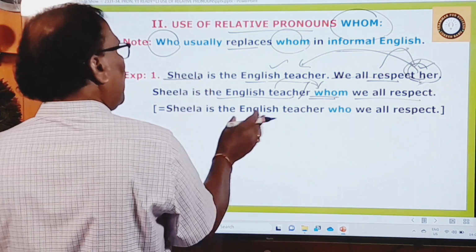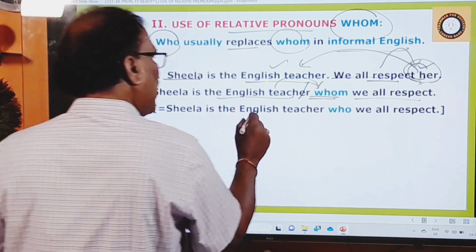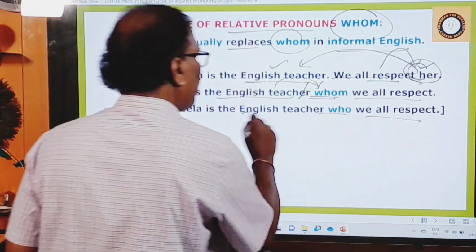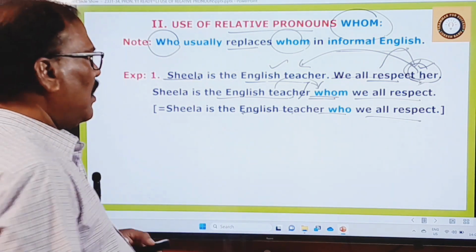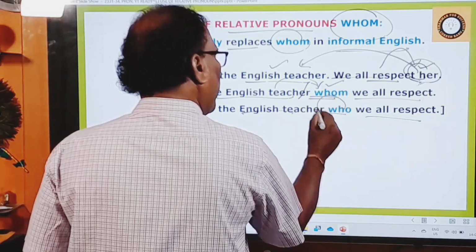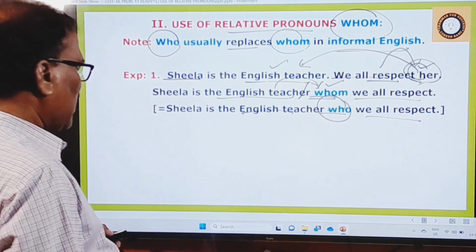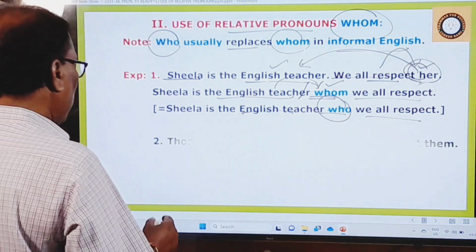And here, in informal English, what is that? We use who also. Sheila is the English teacher who we all respect. Grammatically whom is the right one, but in spoken English we can also use who we all respect. That's also acceptable. And you go to the next one.